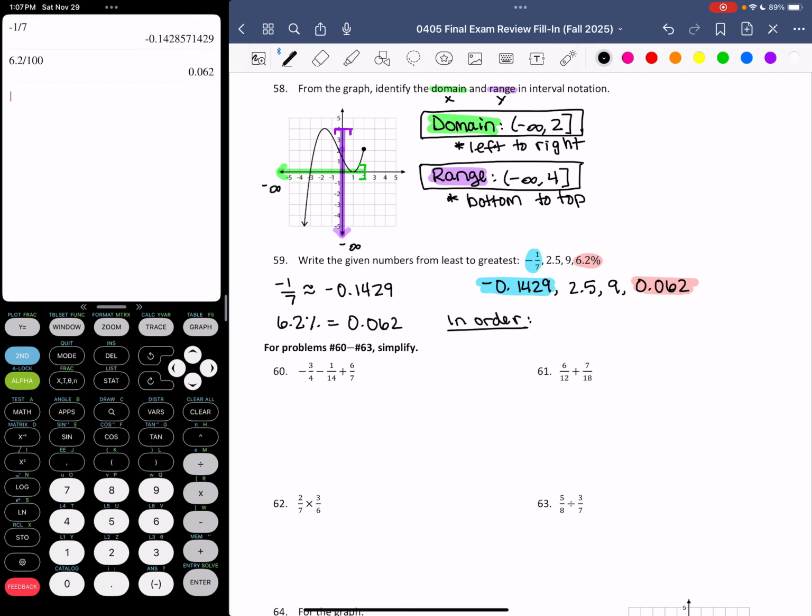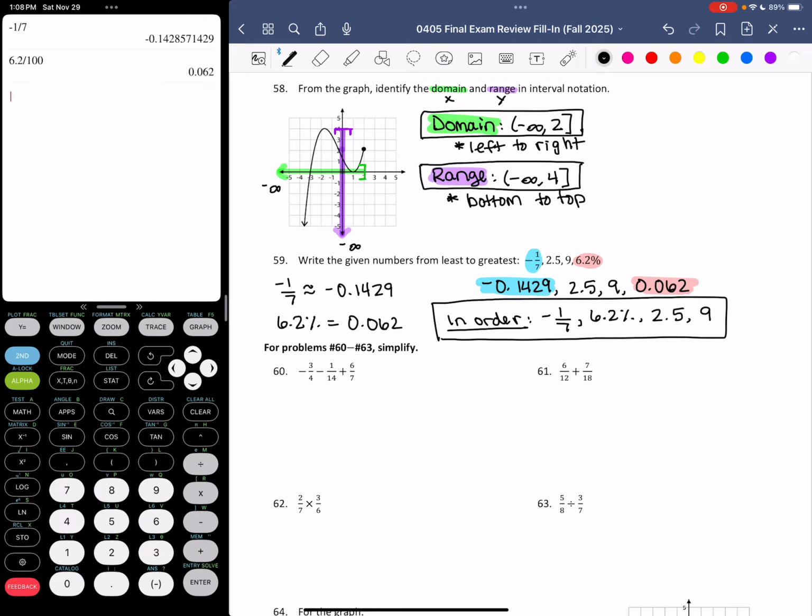Okay, what do we have? Well, obviously negatives are going to be the smallest. So -1/7 should go first. Then it looks like 0.062 is going to be small. The next one, so we're going to put that here, 6.2%. Then 2.5, and then 9 is your biggest. So that's all of them in order.